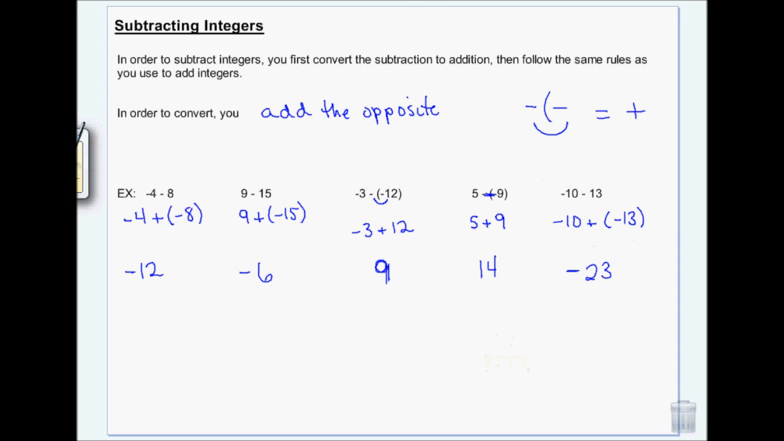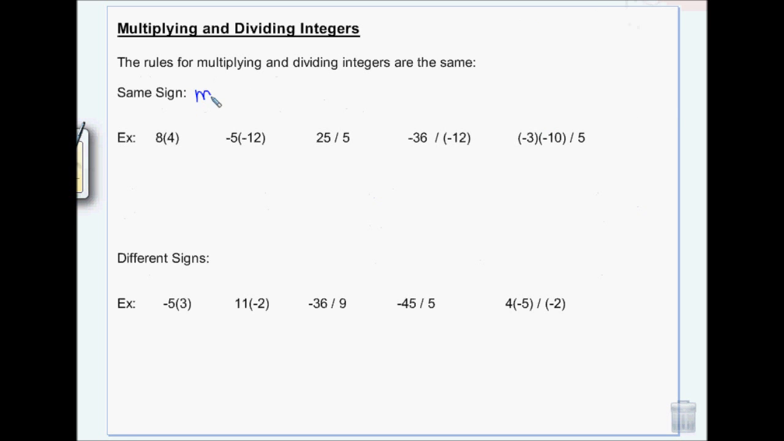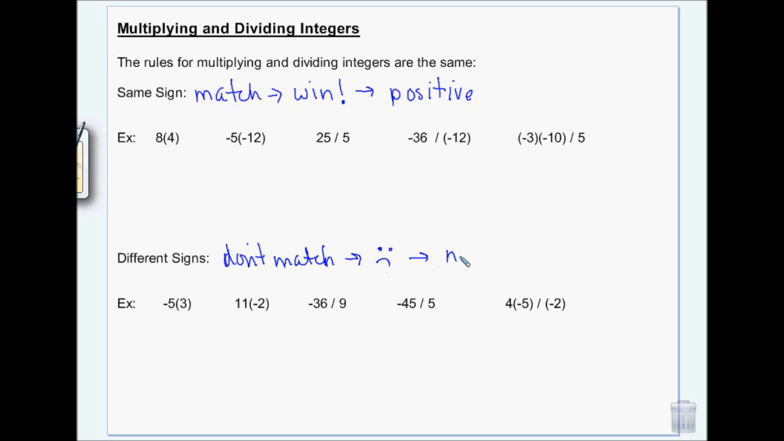Oh, sorry. If the signs match, that means you win, and that's a positive thing. So when you have matching signs, the same signs, your answer is positive. Okay. If you have different signs, they don't match, and that means you're sad because you didn't win. And that means it's negative.